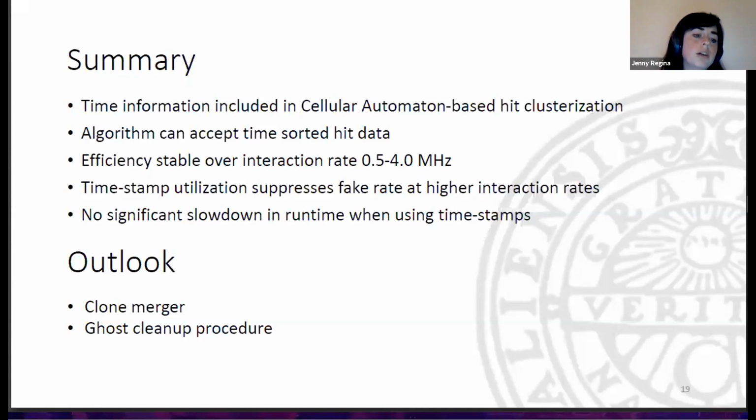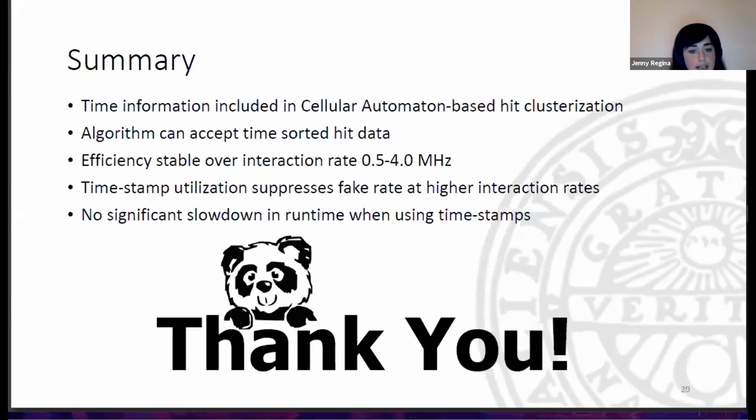And one important finding is also that the timestamp utilization greatly suppresses the fake rate at higher interaction rates, and also if you tighten the timestamp. And yes, we also see no significant slowdown in the runtime when using the timestamps. And the outlook, as I already mentioned, we need a clone merger and a ghost cleanup procedure to take care of the fake rate. And this was all for me. If you have any questions, I'm happy to answer. Thank you.